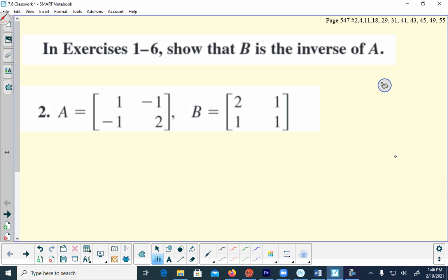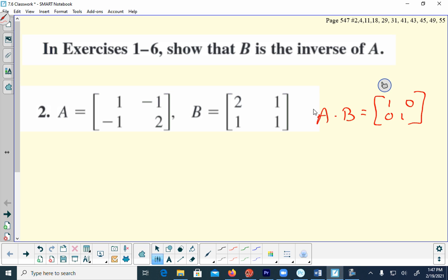Hello, this is Mrs. Ward, and I'm going to go over the classwork for section 7.6, inverses of a square matrix. So numbers 1 through 6 just want you to show that B is an inverse of A. In order to do that, the best way is, remember, if they are inverses and you take the product, in other words, you take A times B, when you multiply those, you'd get 1, 0, 0, 1, otherwise known as the identity matrix.